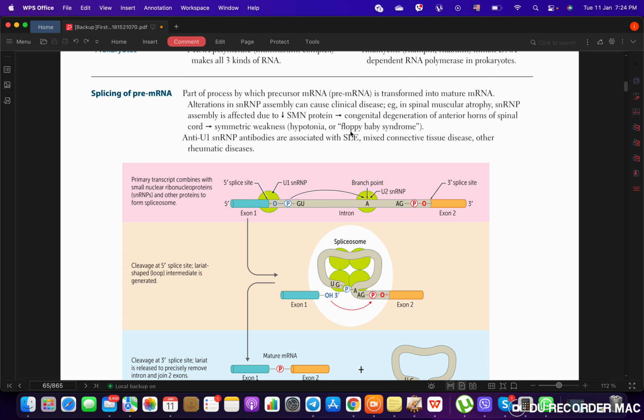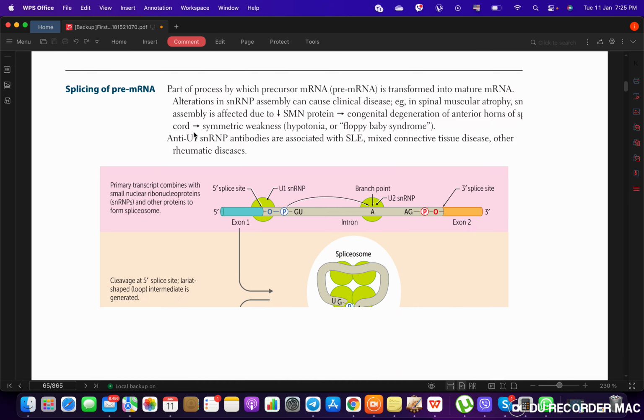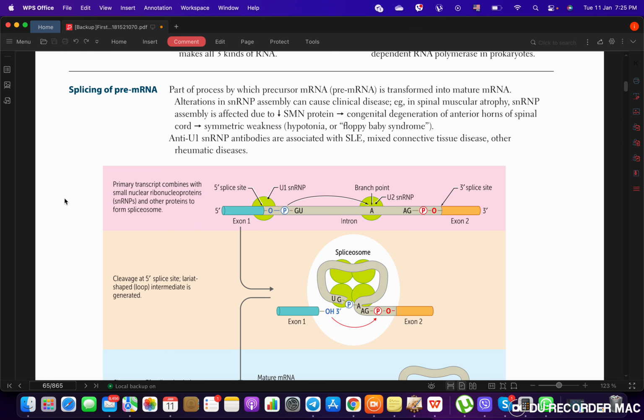So the next one goes something like this. Anti-U1 SNRP antibody is associated with lupus, mixed connective tissue disease, and other rheumatic diseases. It's a marker, guys. The anti-U1 SNRP antibody is used as a marker, and it's really famous for so many diseases that they use it as a marker in. So keep it in mind. Okay.